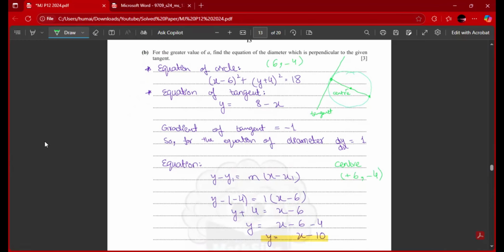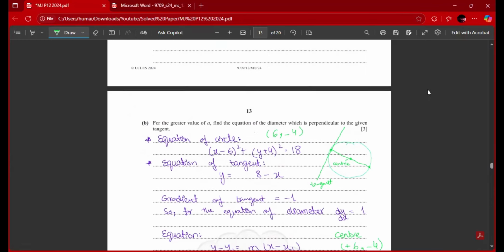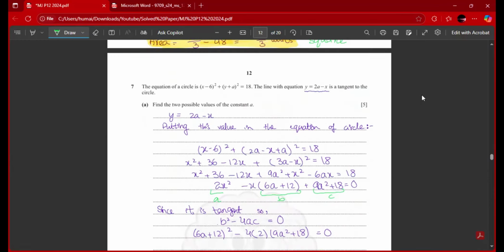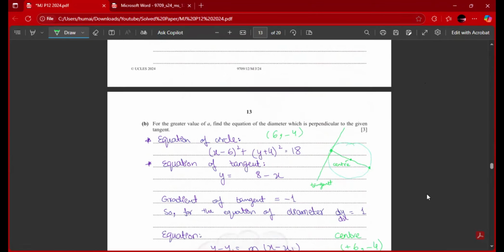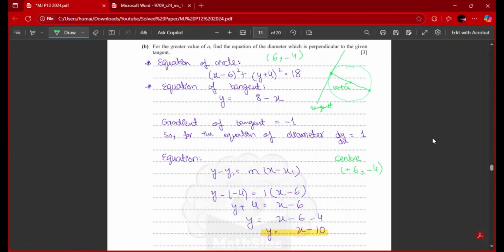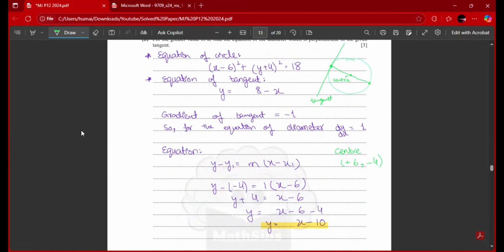Then we have the equation of the tangent. We have substituted the value in 2a, and our a is 4 because we are using the greater value of a. So we get this equation of the tangent. After simplification and everything, now we have to look at this equation quite carefully.